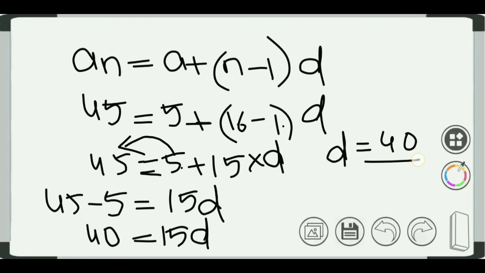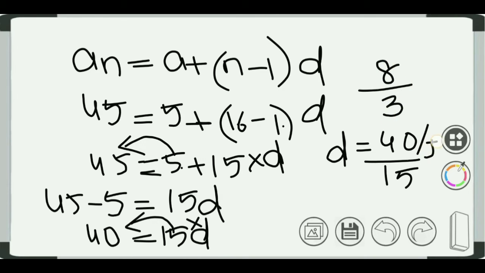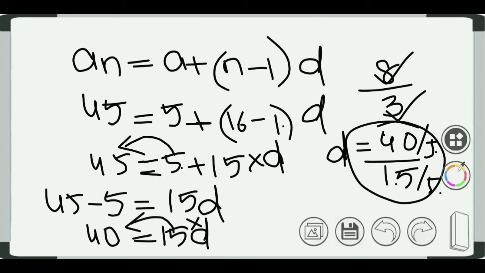So what will be d? 40 divided by 15, because here it is multiplication. So when 15 goes this side, it will become division. 40 divided by 15, you can simplify more. You can write it as 8 by 3. Whole term I have divided by 5. 40 divided by 5 is 8, 15 divided by 5 is 3. So your common difference is 8 by 3. Number of terms is 16. Okay, you can come to the next one.